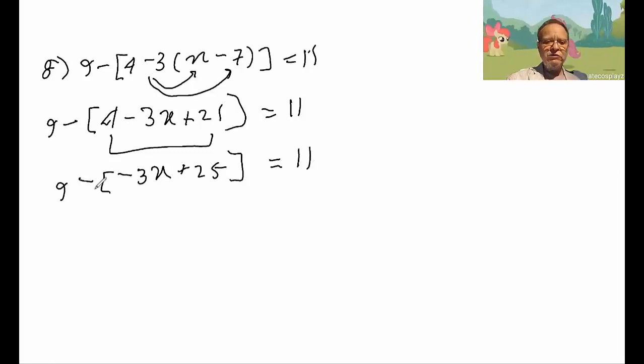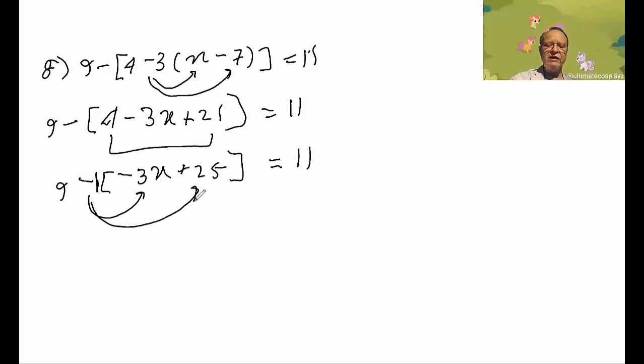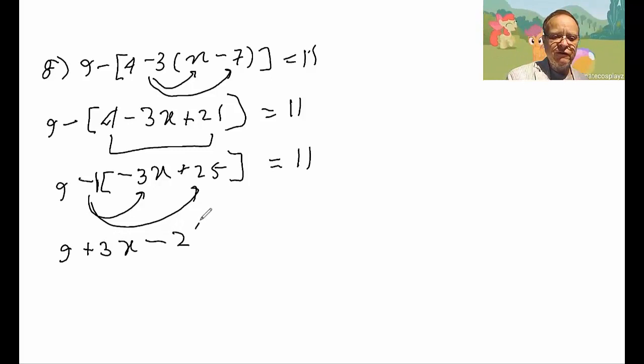Now, when we multiply in that negative, it's like doing the distributive property with -1. So we can do this. Again, be very, very careful of your signing. So we have to go 9 plus 3x minus 25 is equal to 11.